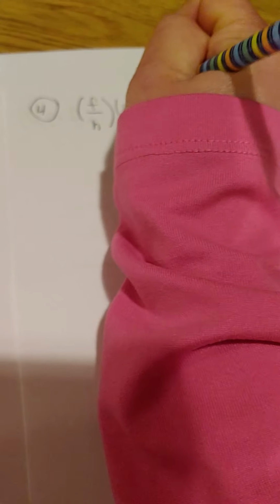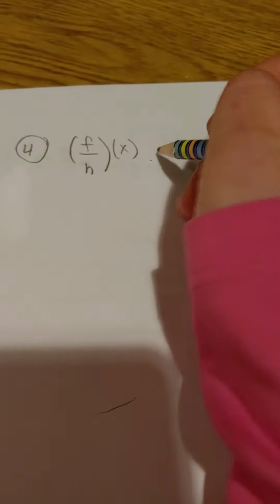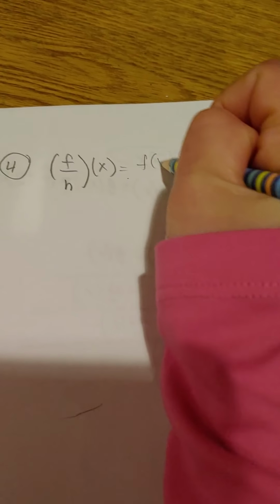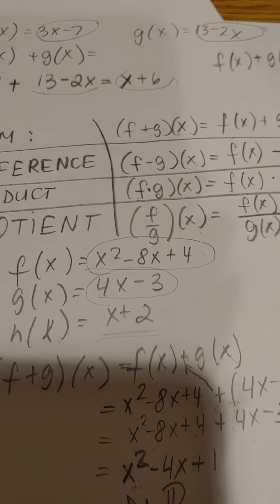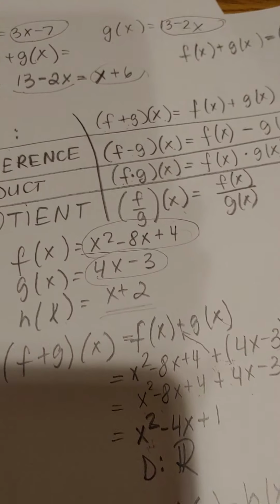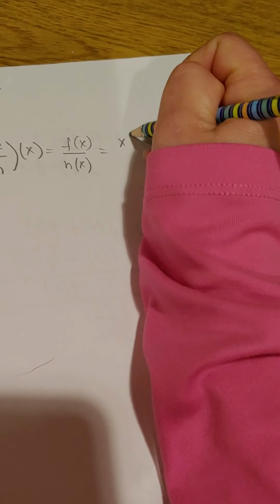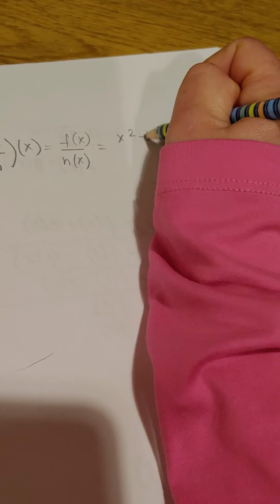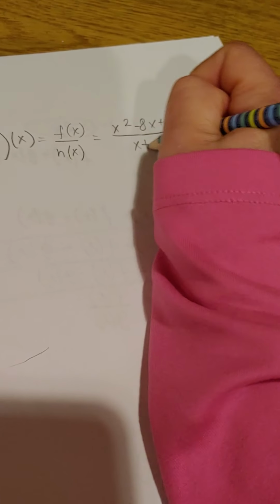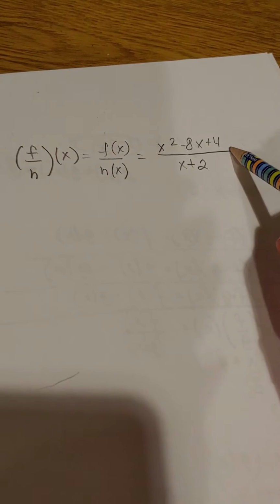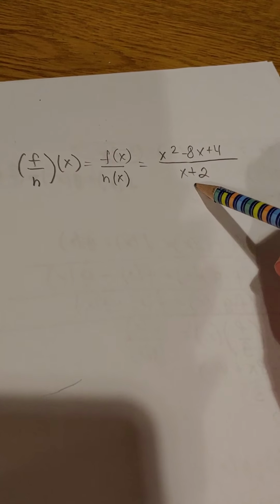So, f over h of x is the same thing as f of x over h of x. And our f of x is x squared minus 8x plus 4, but my h of x is x plus 2. So that's my answer.